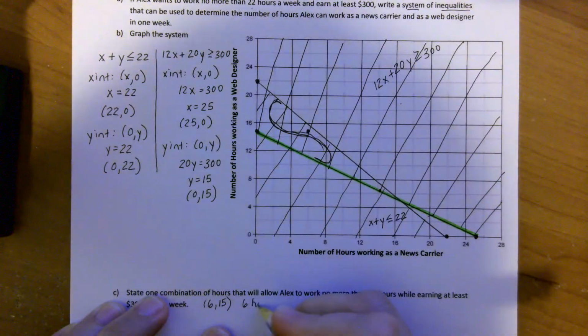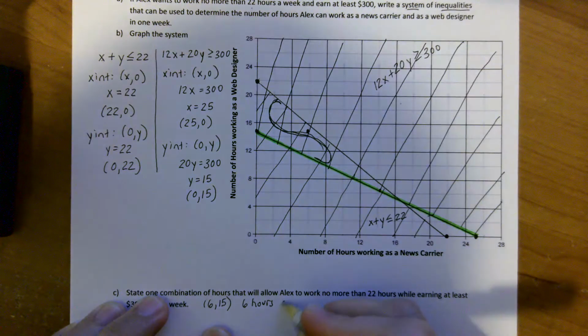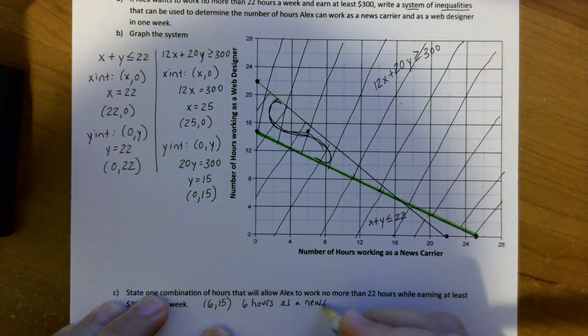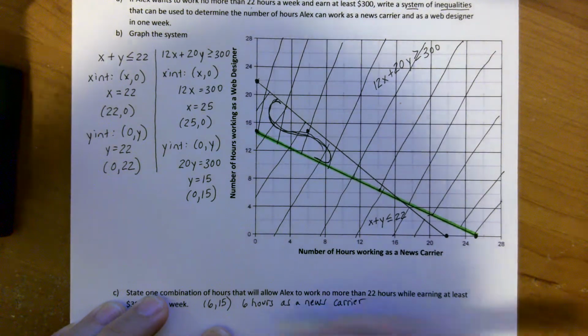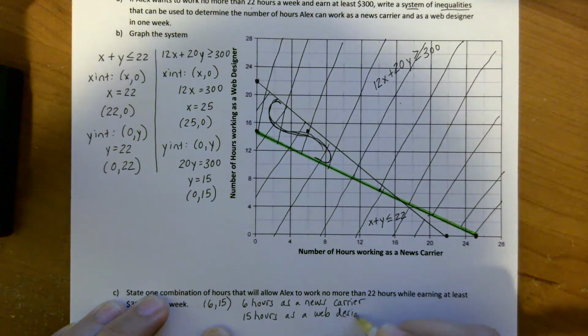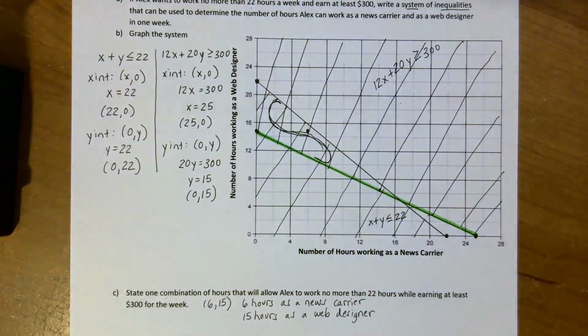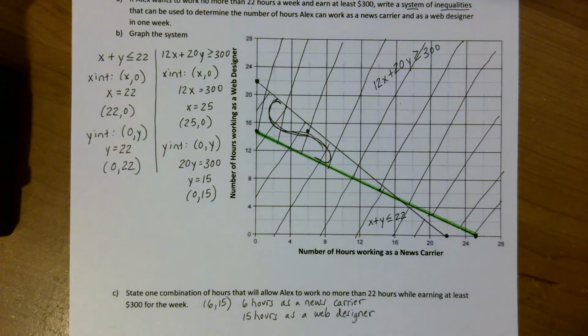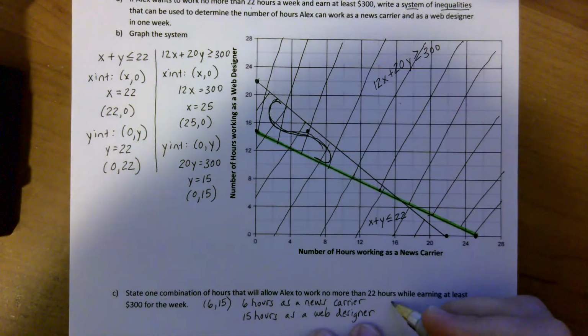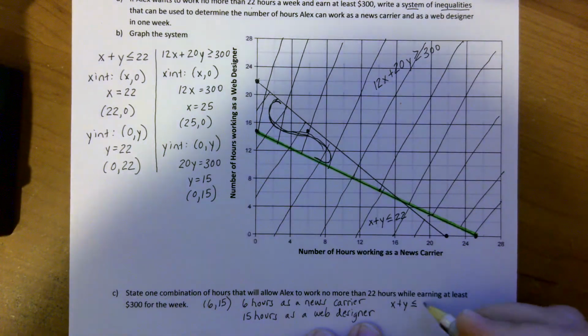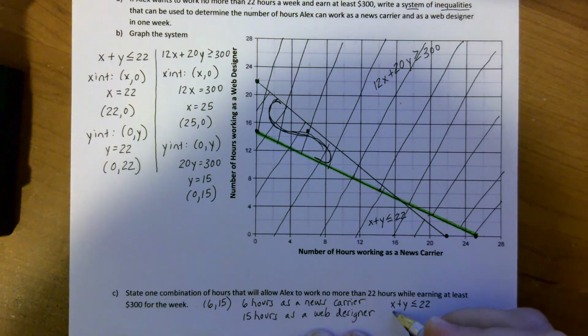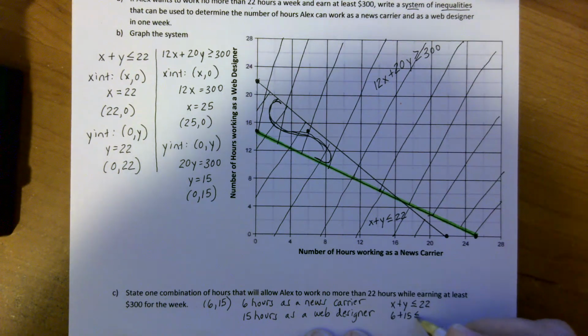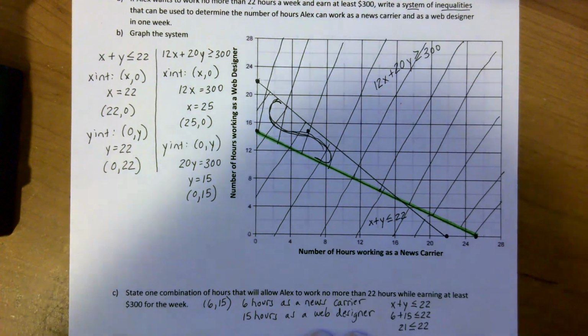So 6 hours was my x as a news carrier, and 15 hours as a web designer. And you can always check algebraically to make sure that this is correct. Remember, we said that x plus y had to be less than or equal to 22. So 6 plus 15 should meet that, and 21 is less than or equal to 22.